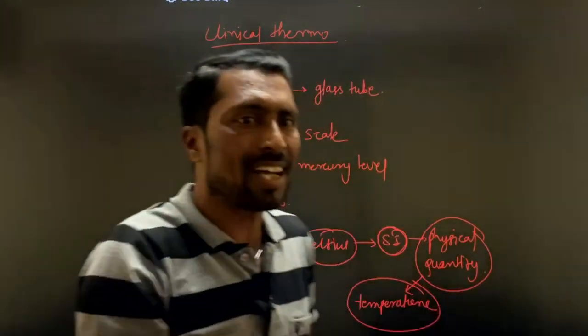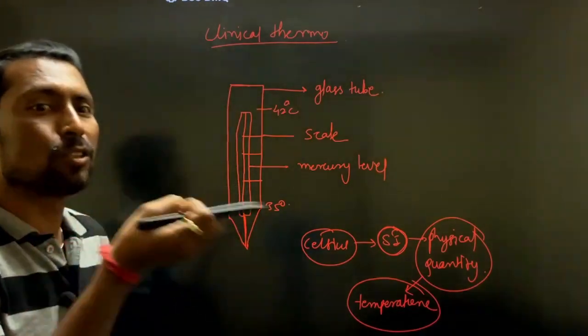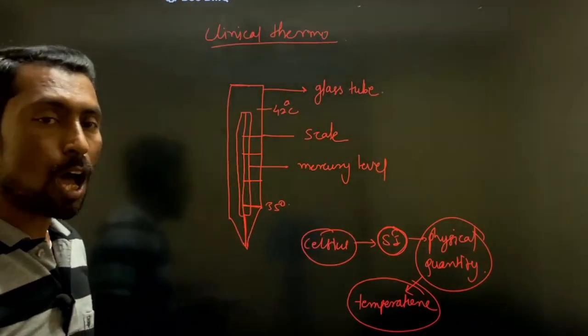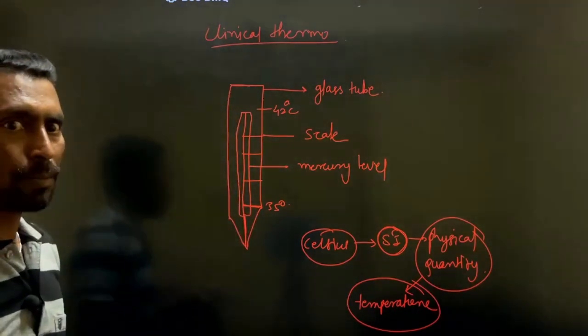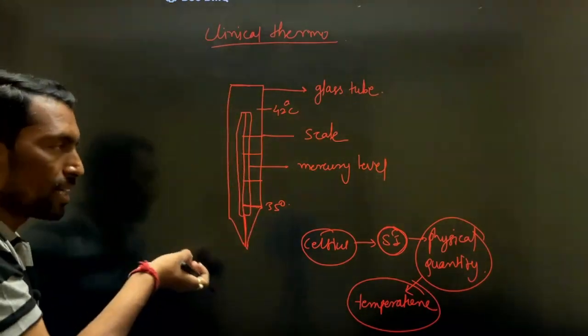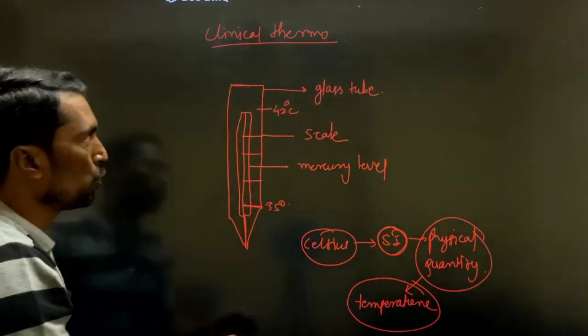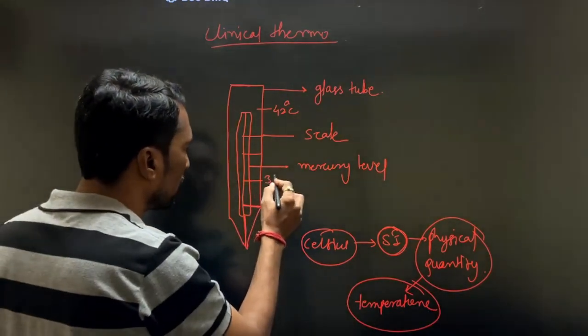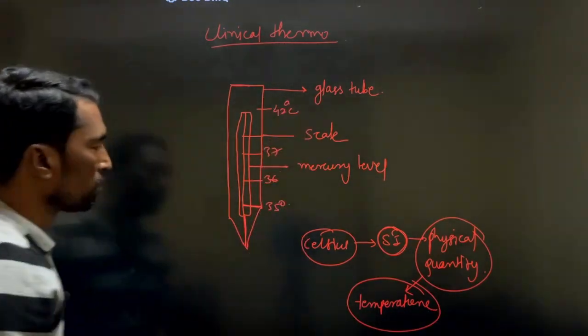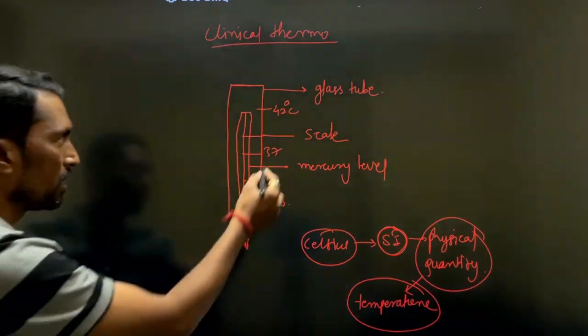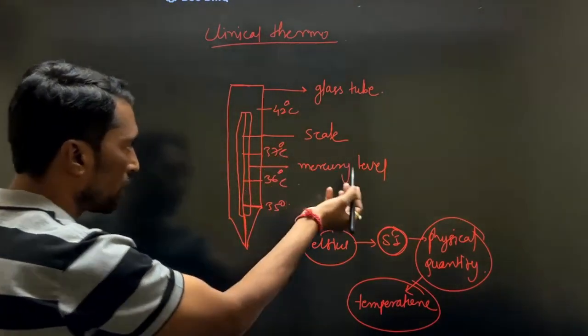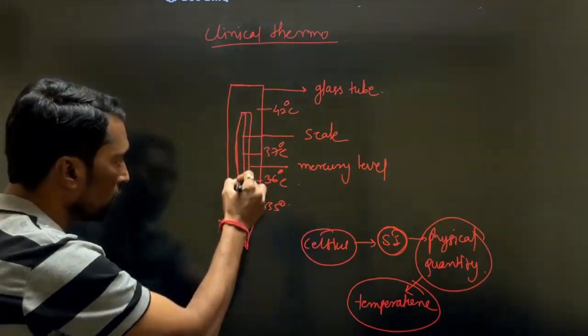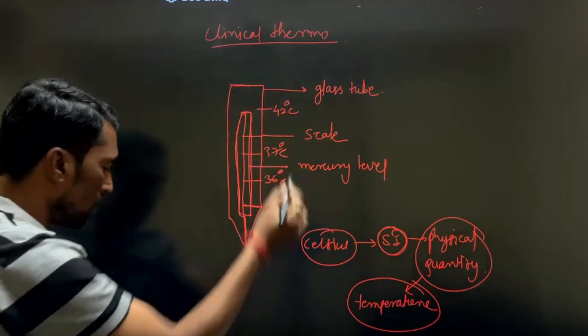What is the design of the clinical thermometer? How does it look? What parts are included in it? For that, I showed a diagram. One part is the glass tube, another is the scale. Scale means these readings: 35 degrees Celsius, 36, 37, and up to 42 degrees Celsius. Another is this column, which consists of the mercury level.